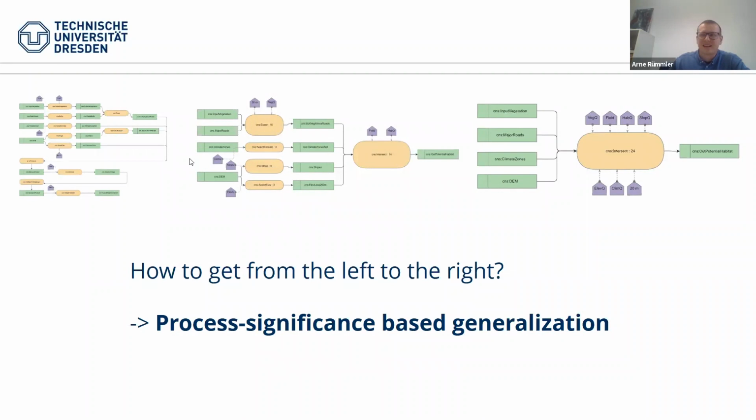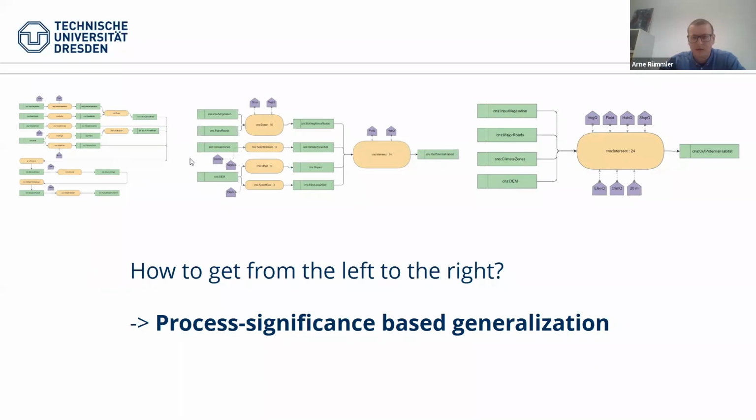Essential question is how do we get from this high detail to the low detail? So in this case, from the left to the right. And the answer is that we want to run a generalization algorithm that is based on the process significance. And if we have the significance established, we can search for neighbors in our workflow, neighboring processes that are suitable for merging, and then stepwise merge the process into lower levels of detail.